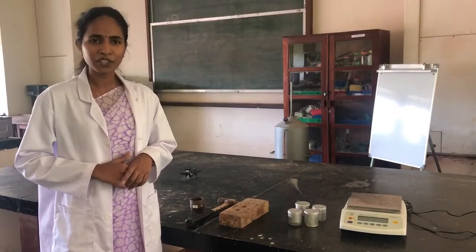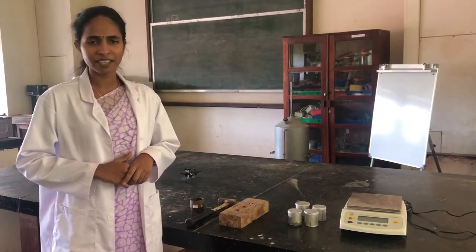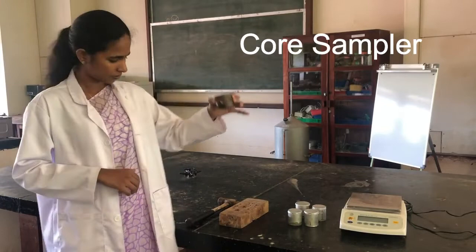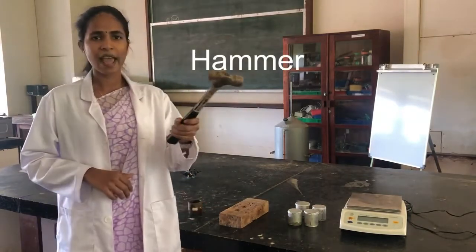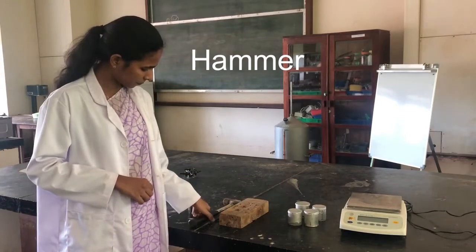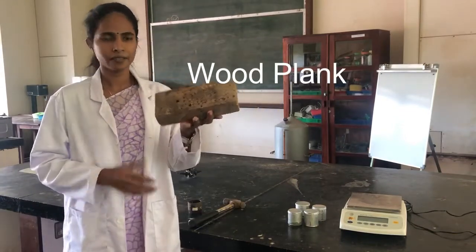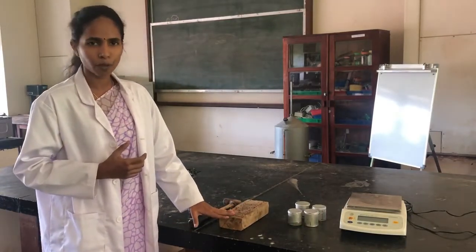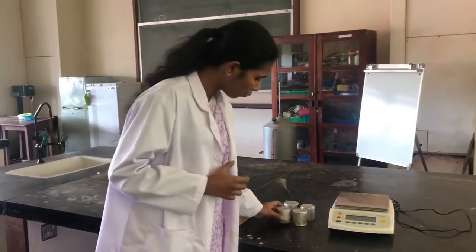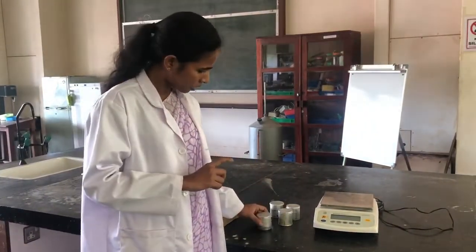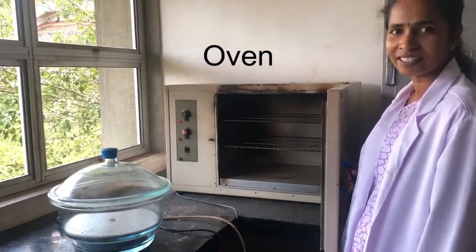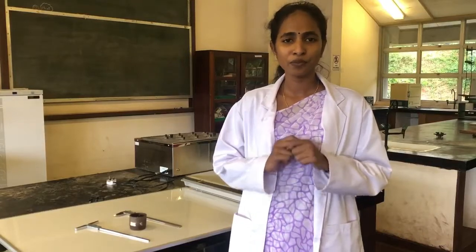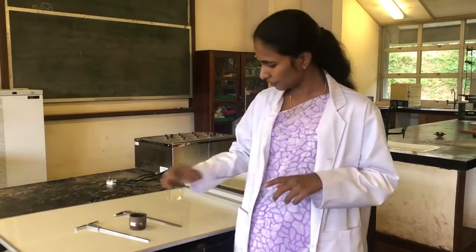Now, we will see the materials and equipment needed to determine the bulk density. This is core sampler, hammer, wooden plank. Actually, we need these three equipment in order to collect the soil sample from the field. In addition to this, we need moisture cans, analytical balance, oven, and also desiccator.